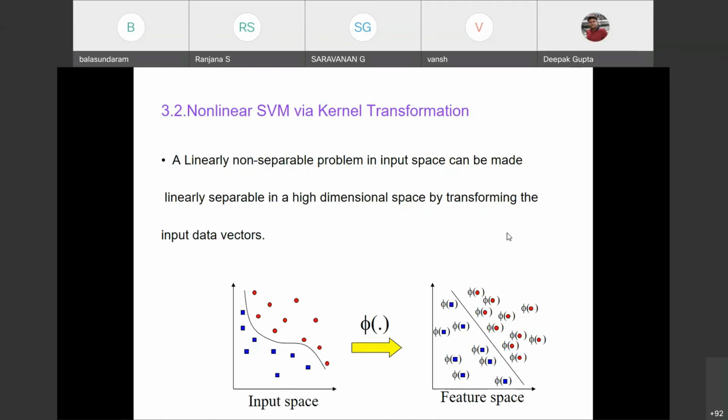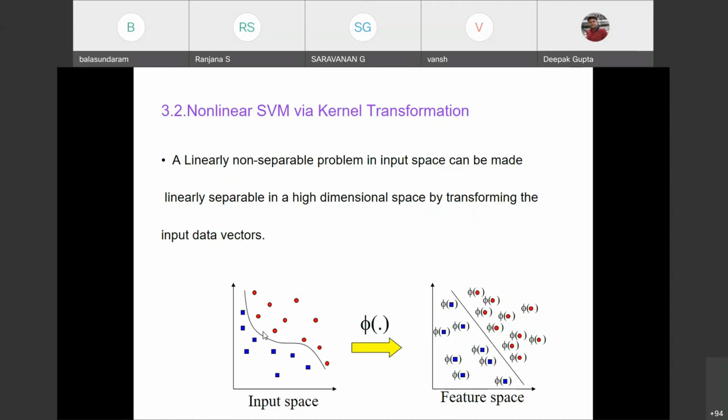Now come to nonlinear. I will take only 5 minutes. In the case of nonlinear, the idea is that the input points you take into a very high dimensional space via some nonlinear function. So every particular point, suppose, through some magic, I have your function phi.